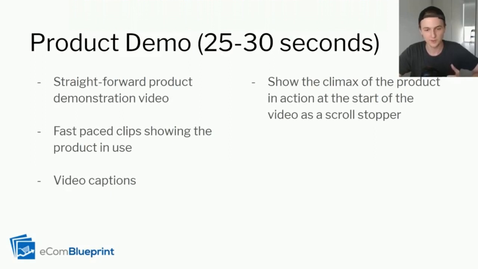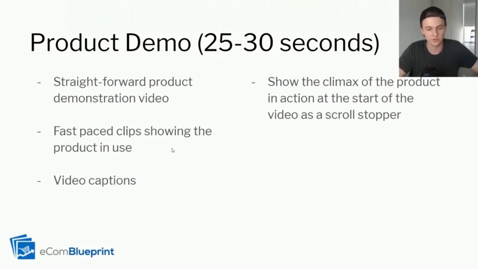So the first one is just a regular product demo video. This is a very straightforward type of ad. It's just a product demonstration, someone using your product, fast-paced clips showing the product in use. So it can be multiple different models if you have access to multiple different clips. Otherwise, it can just be one model. This is just a straightforward product demo video. This works well if your product is in demand, right?